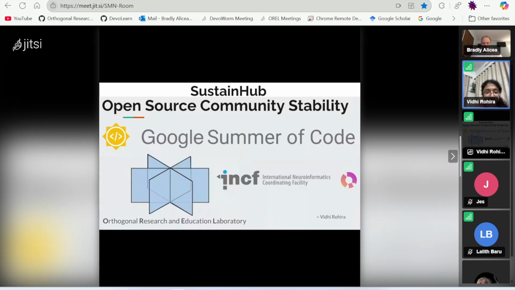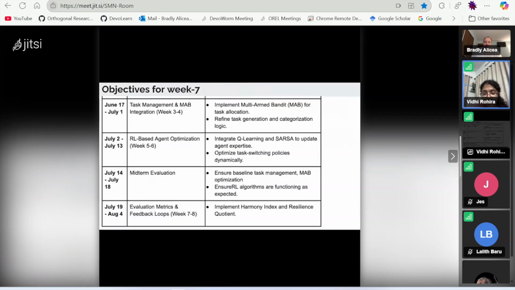Back to Sustain Hub. For week 7, we have crossed the midterm evaluation phase now. I think today is the last day, 18th of July. So I'm done with the Q learning and SALSA part, and I had already started with implementing the harmony index. This week I have gone ahead and implemented the resilience quotient.